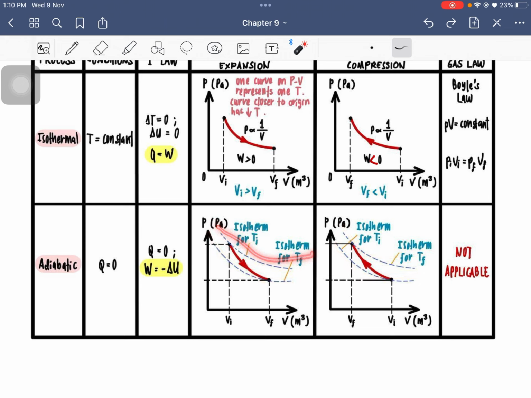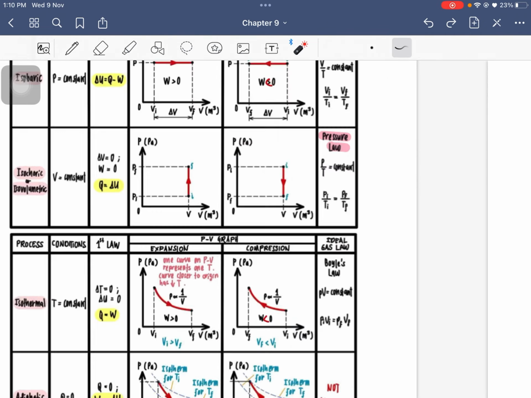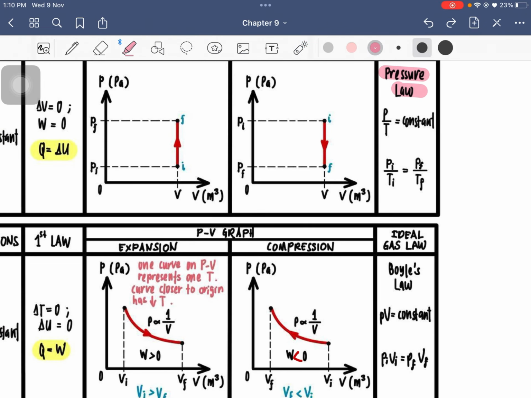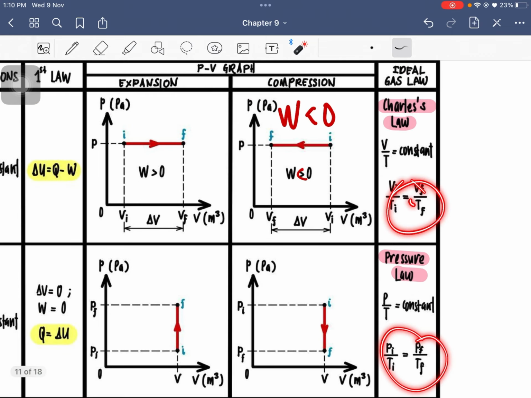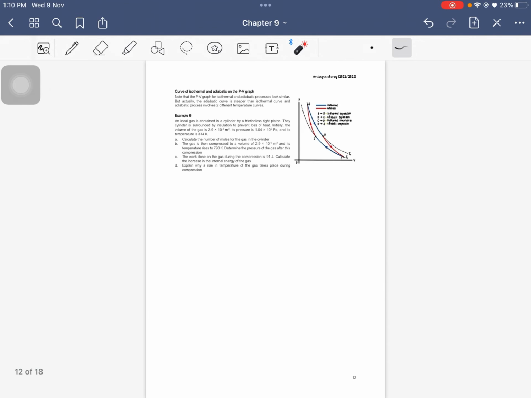I mean, this is one temperature, this is one temperature. Okay? Alright, so there's no ideal gas law that can be applied for adiabatic processes. But these three laws you need to remember, because the exam will always ask. They give a situation, then you have to apply these equations here. Okay? Alright, so that is on the processes.